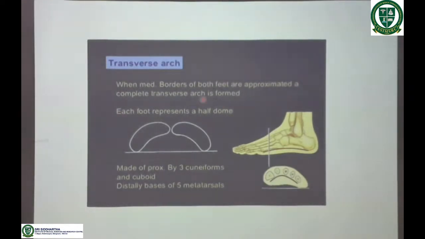Then next is the transverse arch. That's all about the longitudinal arch. Longitudinal arch includes the medial and the lateral longitudinal arch. You should know the framework of the medial and lateral longitudinal arch along with the supporting factors. Then, here it is saying this is a transverse arch.